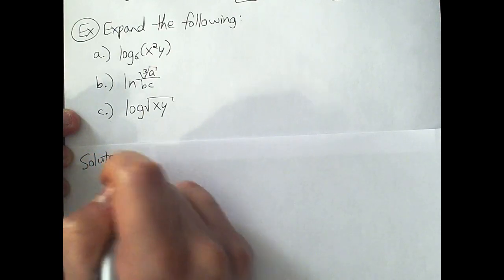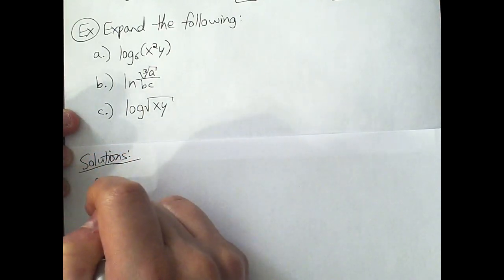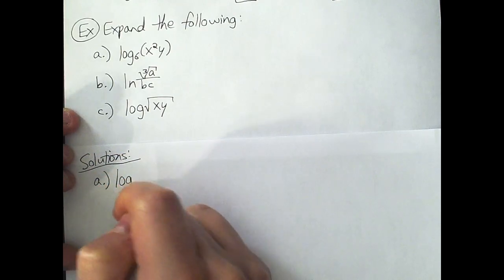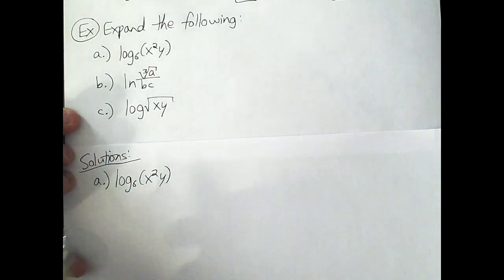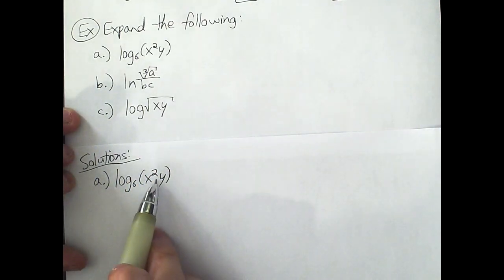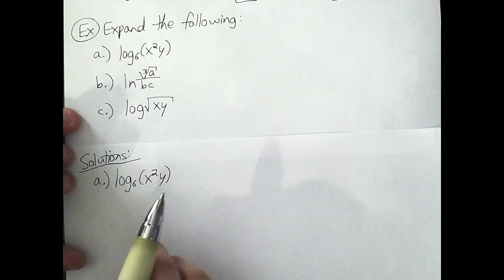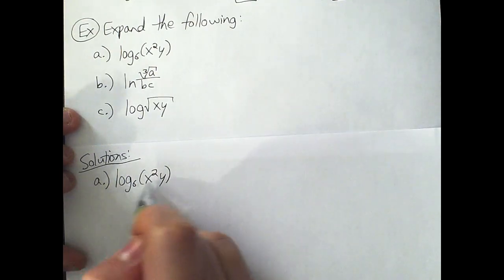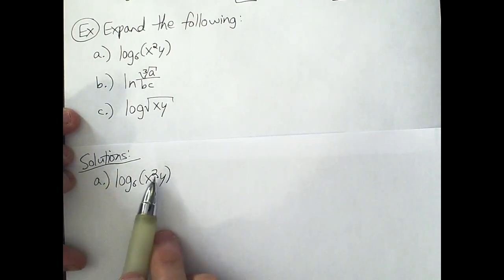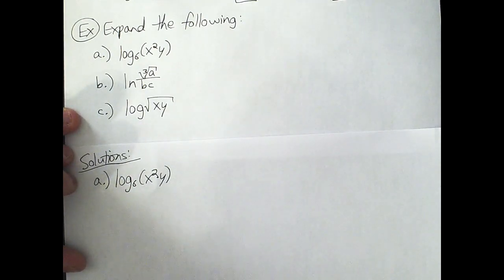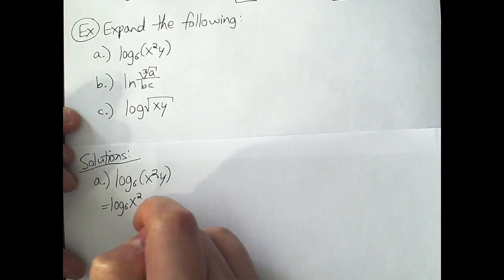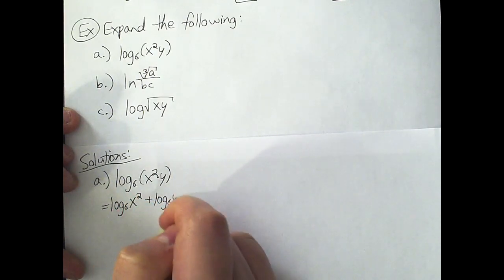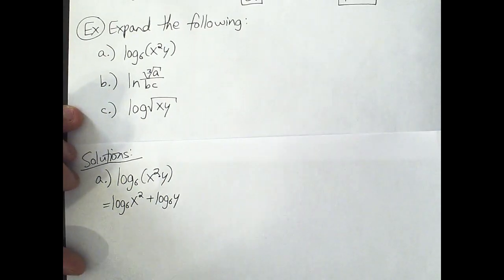Solutions. So with part A, I'll show you what I mean. We have log base 6 of x squared y. I would say that this kind of looks like the left-hand side of law 1, because we're doing a logarithm of something times something, right? X squared times y. So I could expand this to be log base 6 of x squared plus log base 6 of y. And that's considered expanded because now it's 2 logarithms instead of just 1.